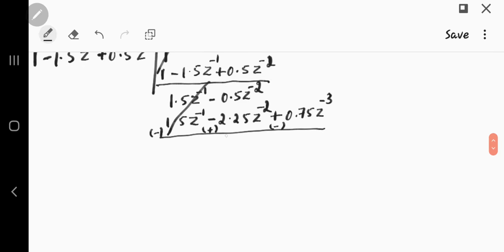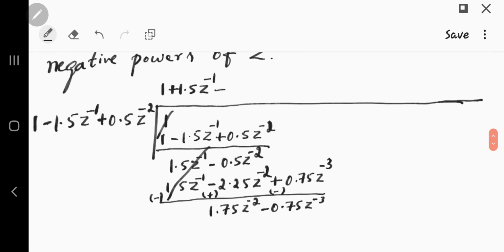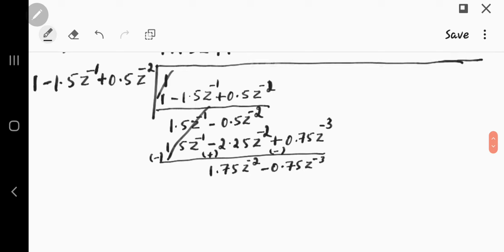Okay. Now my plus 2.25 and minus 0.5. So that will give you 1.75 Z to the power of minus 2. And this one is minus 0.75 Z power minus 3. Now we have to eliminate 1.75 Z power minus 2. So that's why I'll just multiply with 1.75 Z power minus 2.